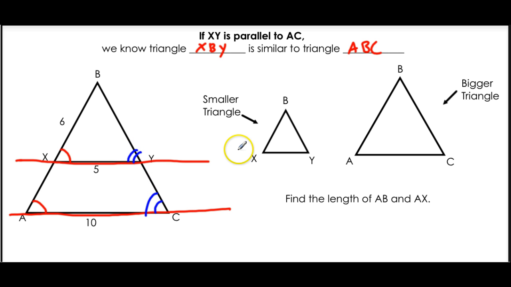Now, bear with me. What kind of similarity can we prove with these two triangles? Angle-angle similarity. That's correct because we have two pairs of congruent angles: A is congruent to X and Y is congruent to C.